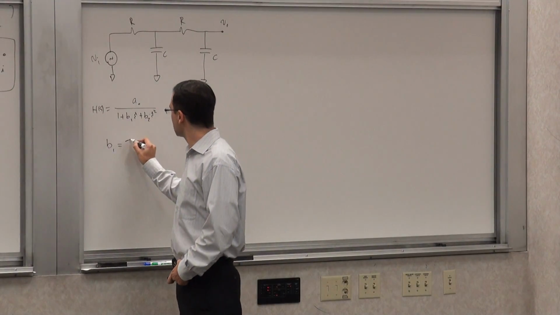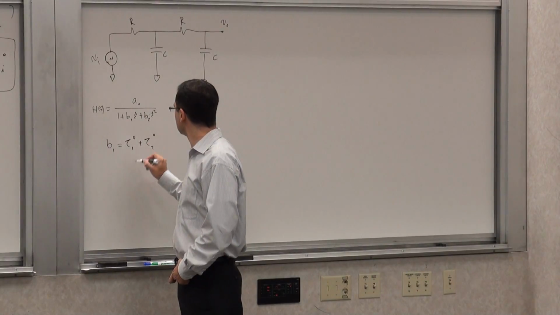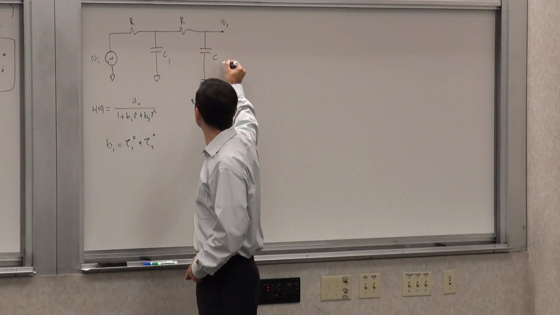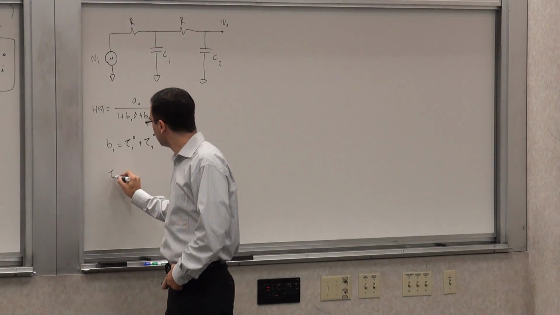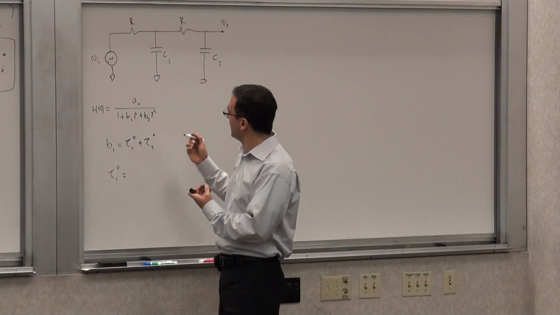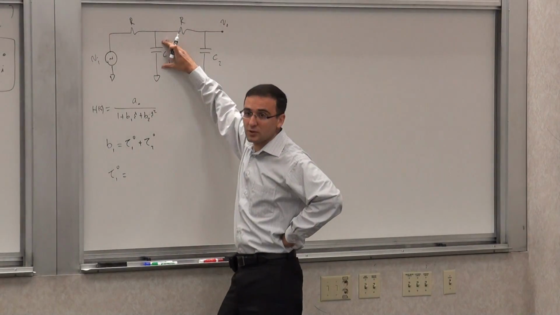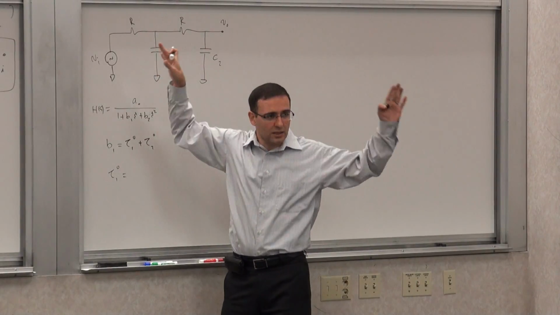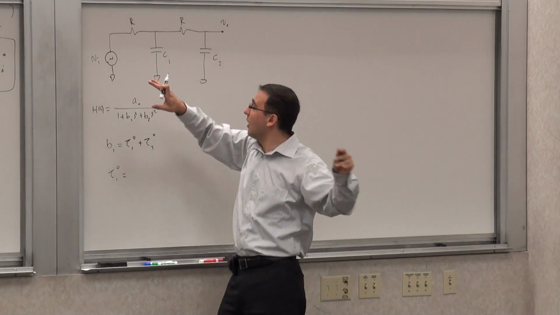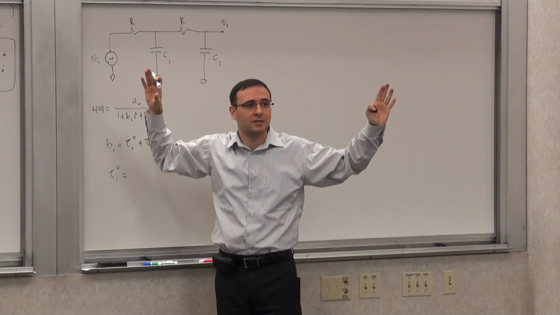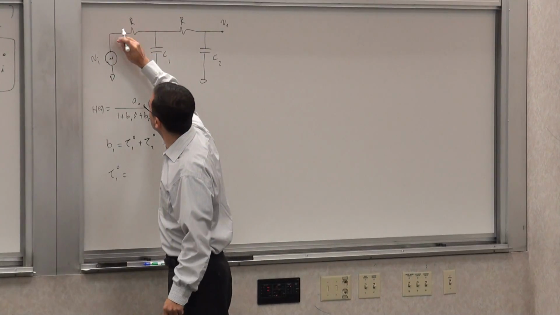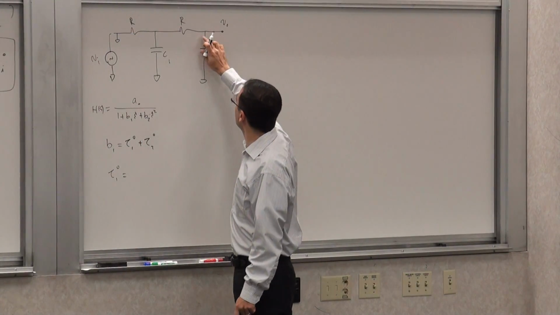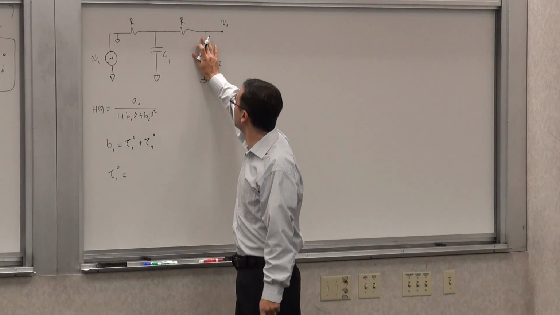So B1 is tau 1 0 plus tau 2 0. Let's call this 1 and that one 2. But let's assume they have the same value. So what is tau 1 0? Tau 1 0 is the zero-value time constant for this capacitor, meaning that you look at the resistance seen by this capacitor when, of course, all the independent sources are null, but also all the other elements are zero value. So you null this one, so basically this is ground. And you null this one, which basically means that it's not here. It's gone.